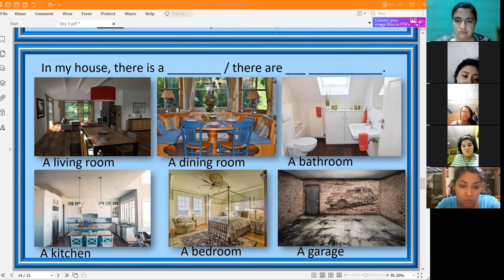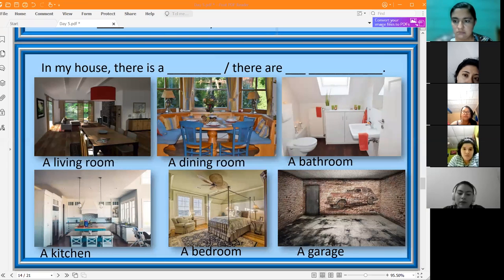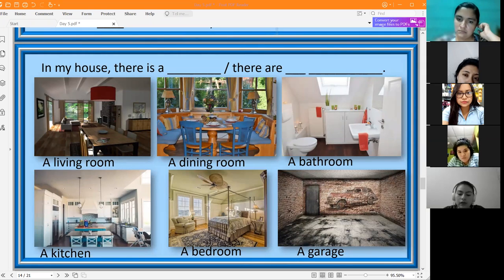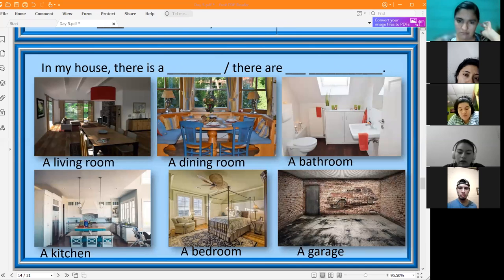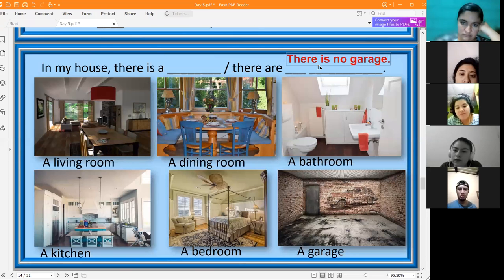Teacher, I have a question. When we say there is no garage, or there are not garage, in that case zero is singular, right? Zero is considered singular, so we say there is no garage. We use singular. Okay, thank you. You're welcome, my friend. Thanks for your question.